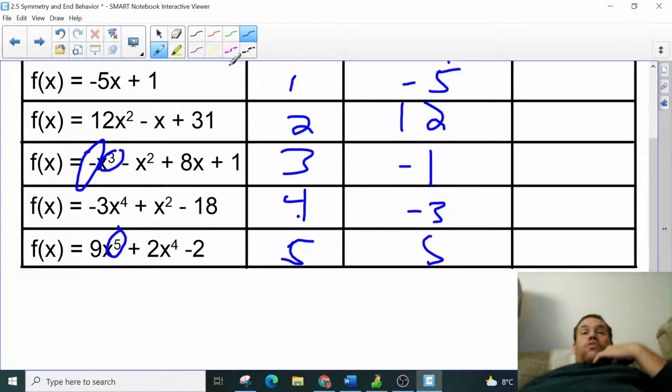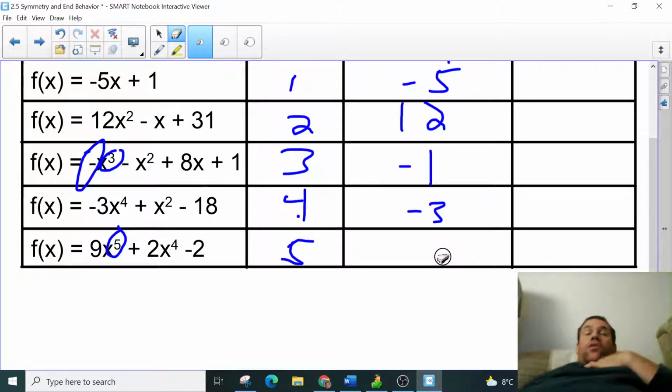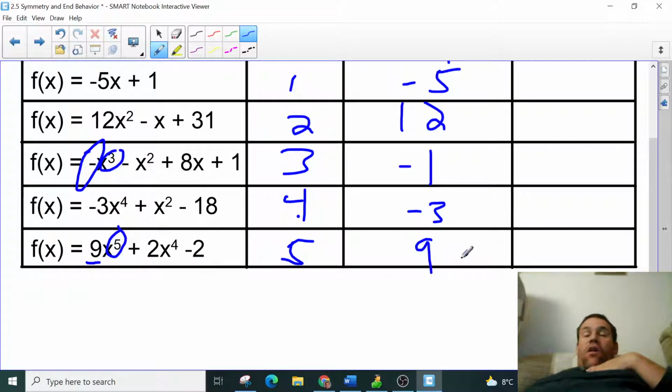This is called the leading coefficient, which leaves the powers alone. What you do is go to the one with the highest power, and then you have to take the leading coefficient. So in this case, it's a +9. Nice.